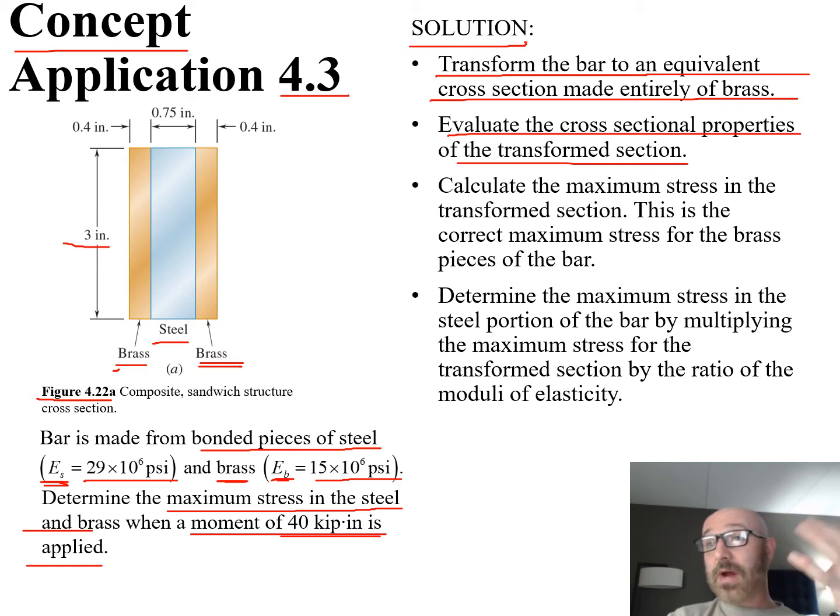Then from there, we can find our governing equation in order to calculate that maximum stress, because that's what they go back to our problem statement here. They ask us to find the maximum stress in the transformed section. This is the correct maximum stress for the brass pieces of the bar.